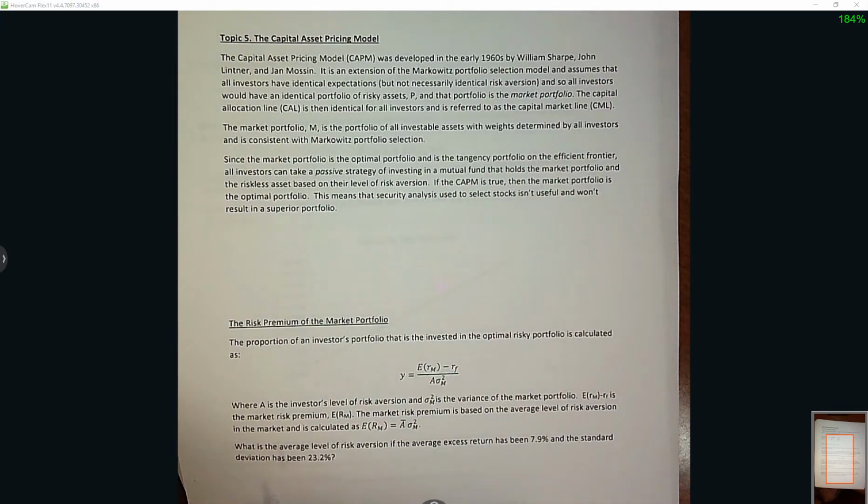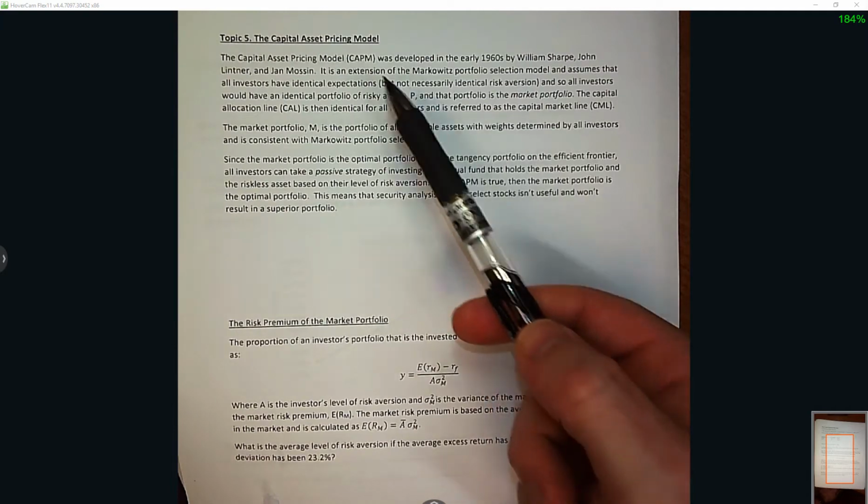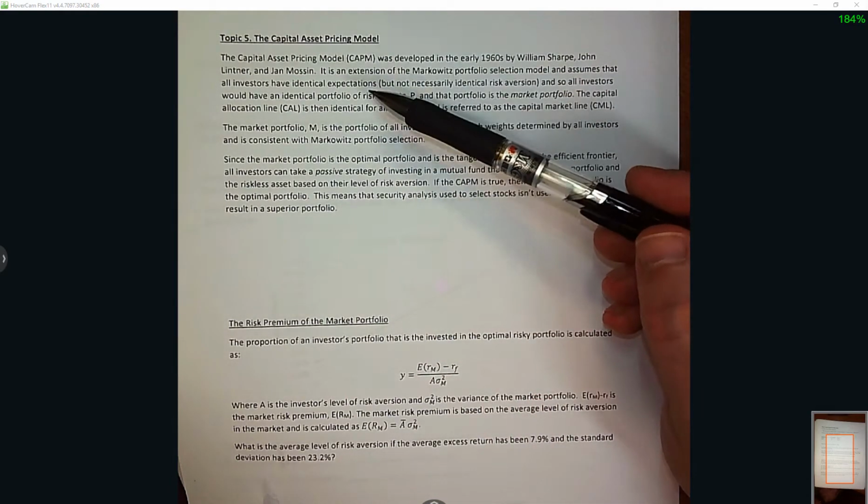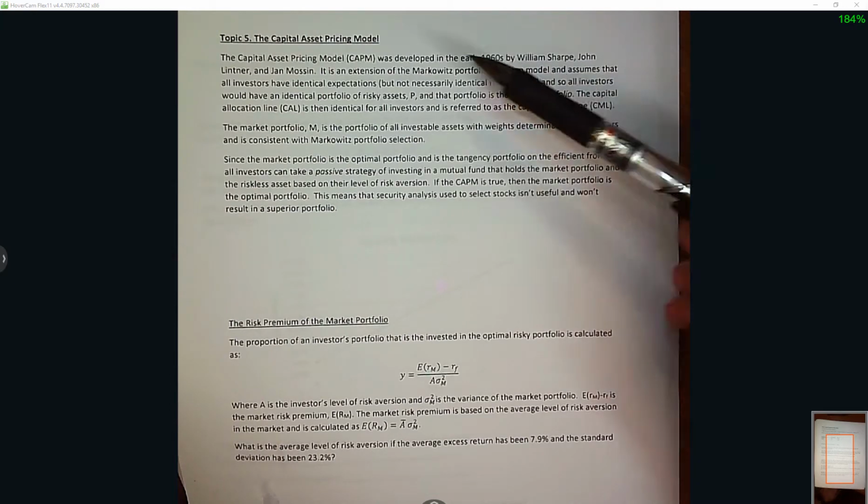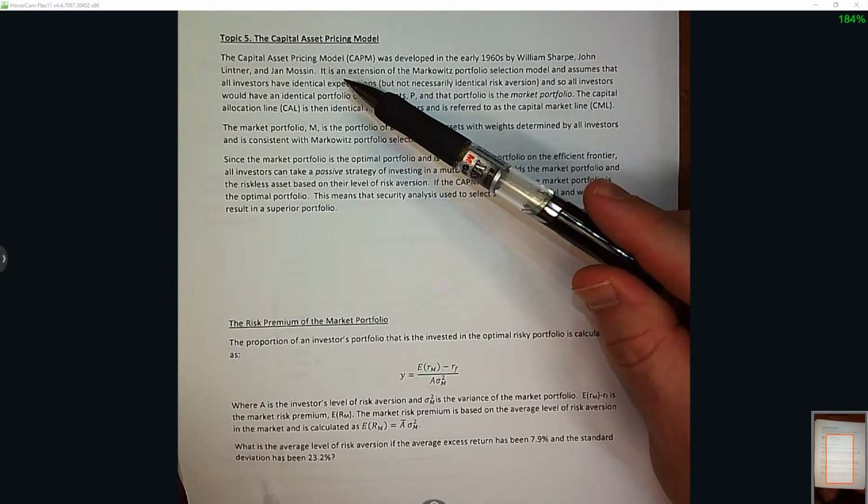using the capital asset pricing model as a way to evaluate the amount of return that's necessary for the amount of market risk that an investment has. So just to go through the notes a little bit, the capital asset pricing model, generally referred to as CAPM, was developed in the early 1960s by William Sharpe, John Lintner, and Jan Mossin.